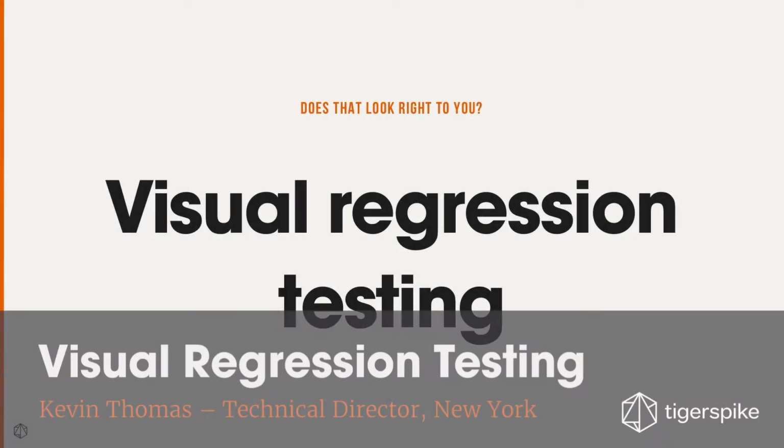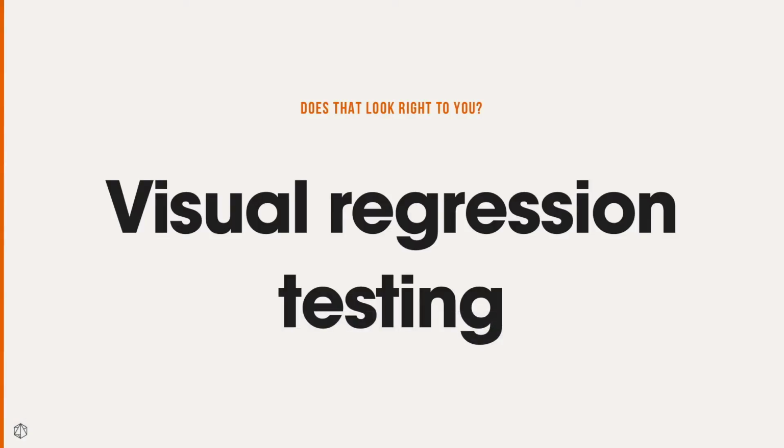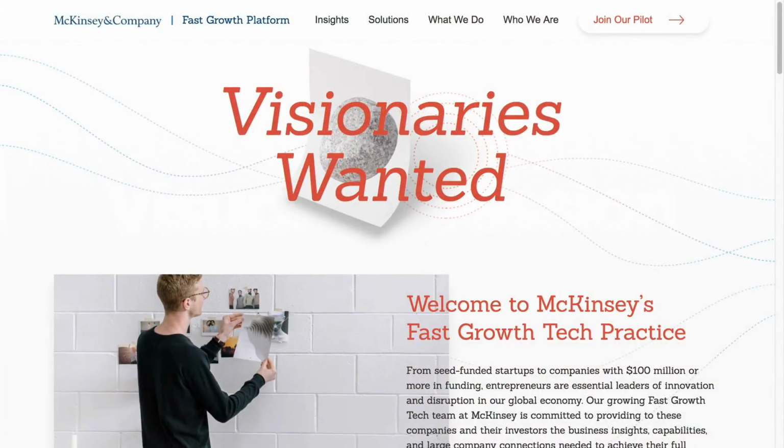Hello, this is a run-through of the Lunch and Learn that was given in New York on visual regression testing. Visual regression testing is about looking for errors or defects that have been introduced after you've made a change. When we went through this Lunch and Learn, I presented a website that the New York team have been working on, which is for McKinsey, the Fast Growth Platform site.